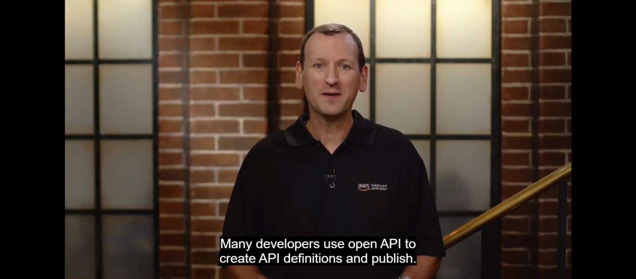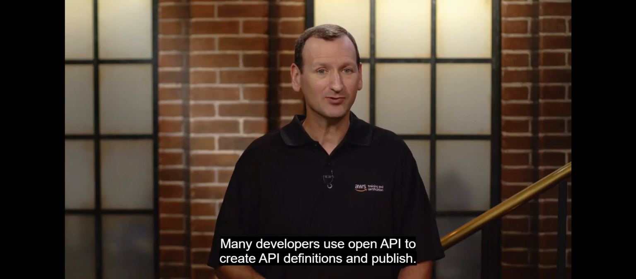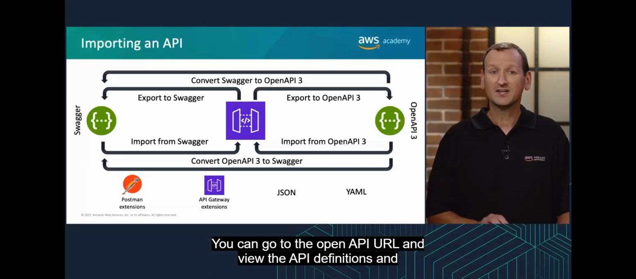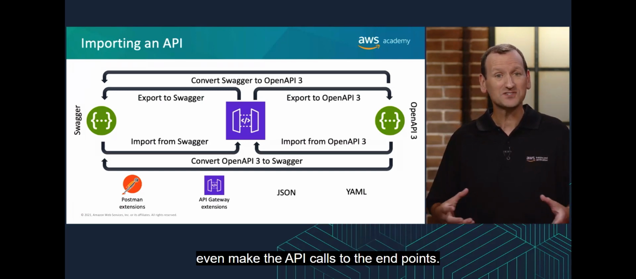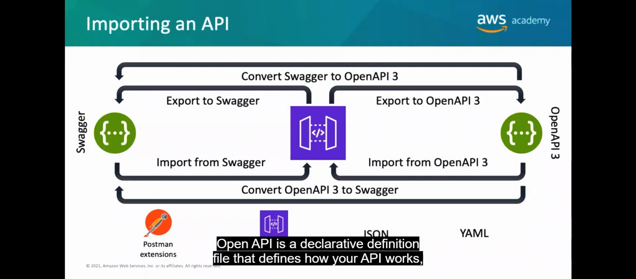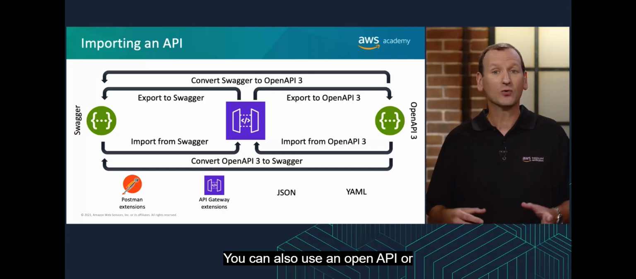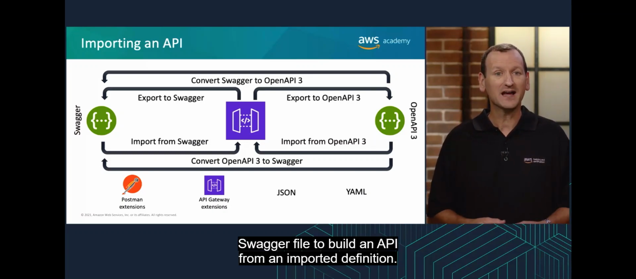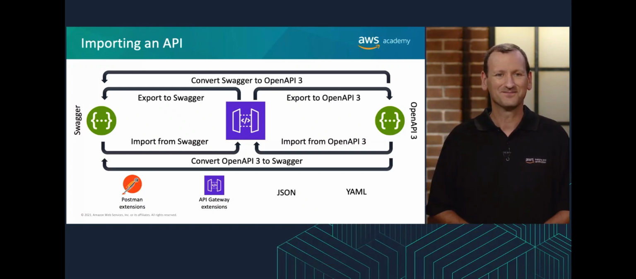Many developers use OpenAPI to create API definitions and publish. You can go to the OpenAPI URL and view the API definitions, and even make the API calls to the endpoints. OpenAPI is a declarative definition file that defines how your API works. When you create APIs, you might want to provide documentation about how to use your API, especially if you're working with third-party developers. You can also use an OpenAPI or Swagger file to build an API from an imported definition.